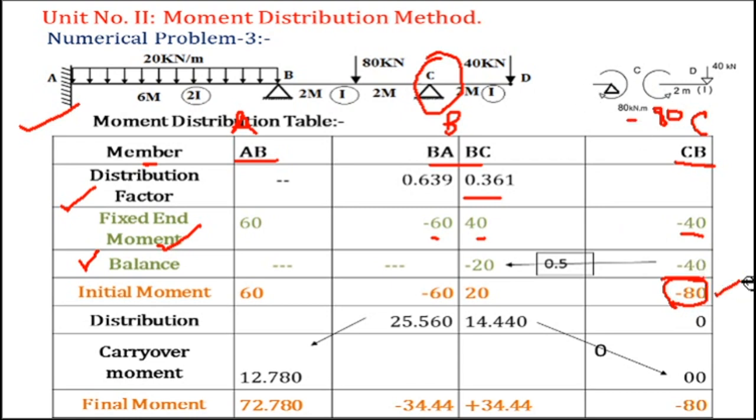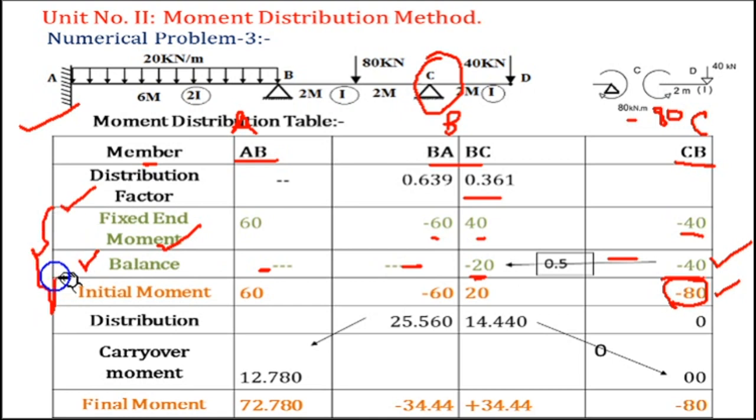So how to correct it now? How to bring it down to minus 80? In this fixed end moment, you have to add minus 40. So to make it balance, to make it correct, you have to add minus 40 here at the end at C. So minus 40 plus minus 40, we have minus 80. Now half you have to carry over to the far end BC. So half of minus 40 becomes minus 20. So minus 20 is here. Okay, at fixed end no balancing. At BA no balancing.